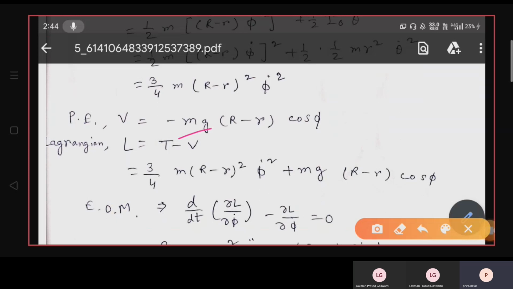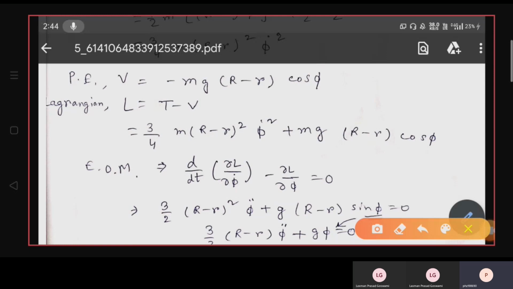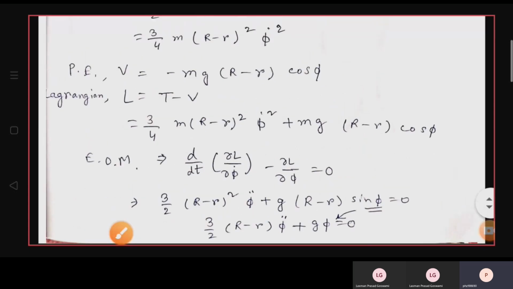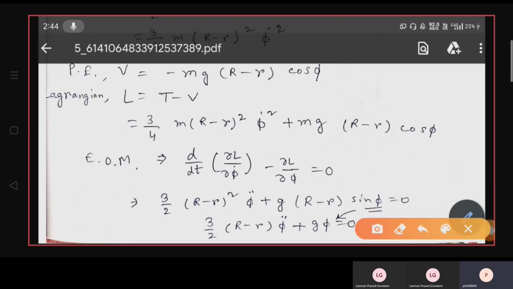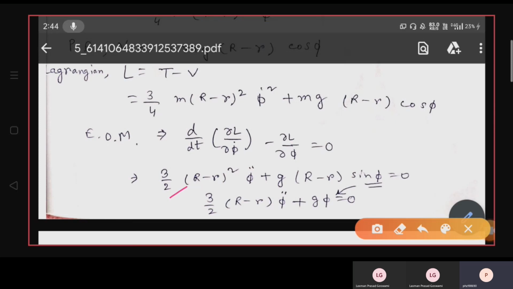The potential energy is minus mgh, where h will be (R minus r) cos phi. So the Lagrangian will be T minus V: you put the value of the kinetic energy which we got earlier and the value of the potential energy, and then you find the equation of motion with the help of Lagrange's equation, d by dt of del L by del phi dot minus del L by del phi equals 0. You can write it as 3 by 2 (R minus r) whole square phi double dot plus g (R minus r) sin phi equals 0.